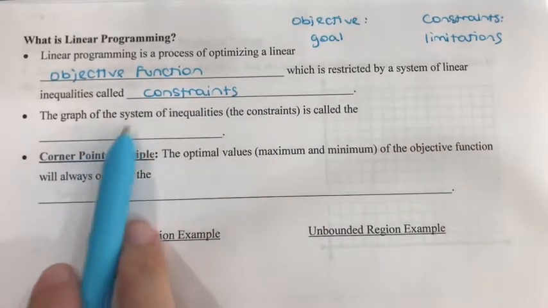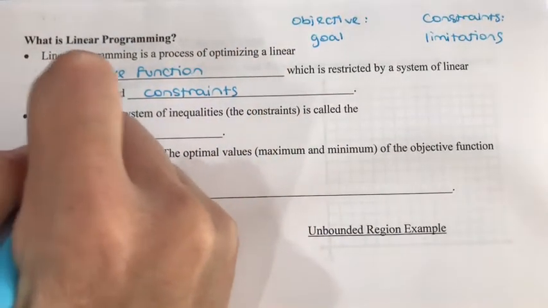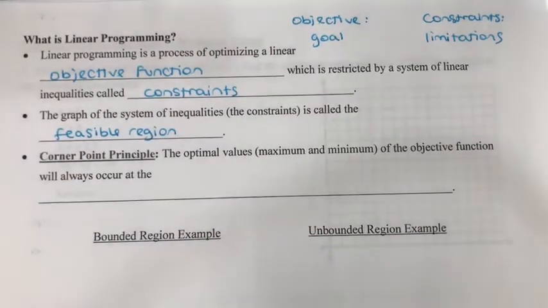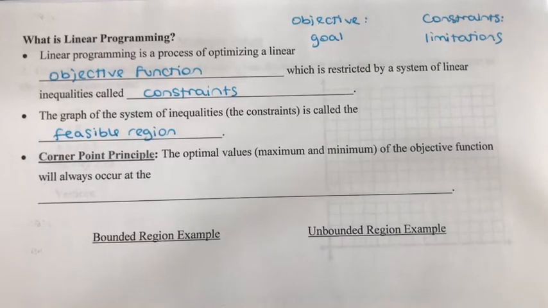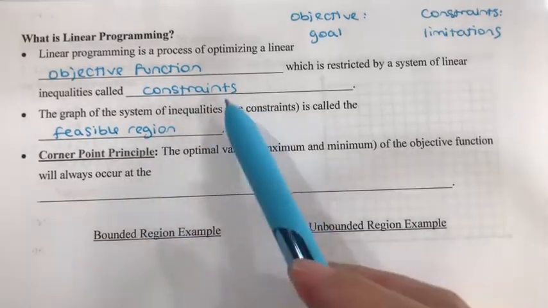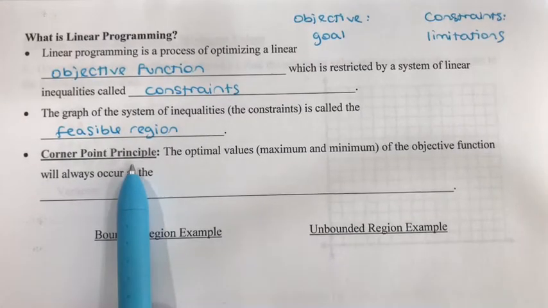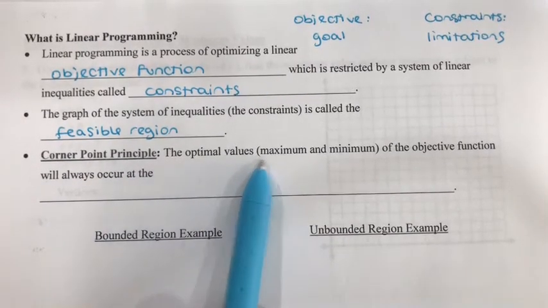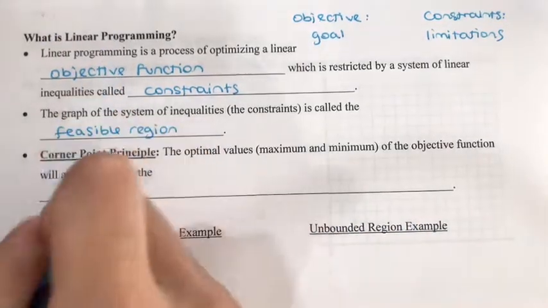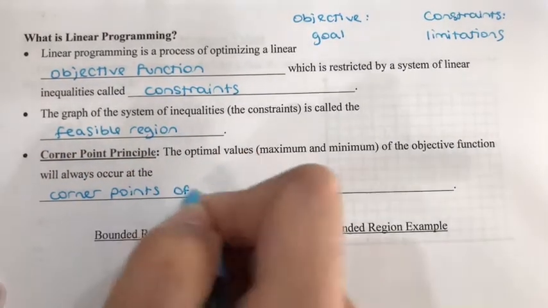So the graph of the system of inequalities, the constraints, is called the feasible region. We saw on the previous page that the feasible region is representing all of the possible production values. How much of each item can you produce and still fit your constraints? So our corner point principle, which we just talked about, says the optimal values, maximum or min, of the objective function will always occur at the corner points of the feasible region.